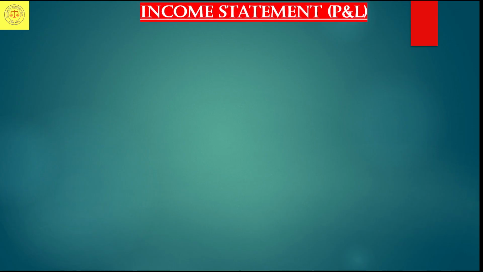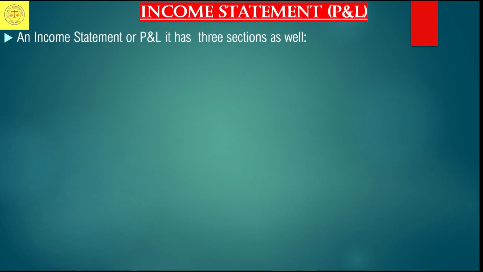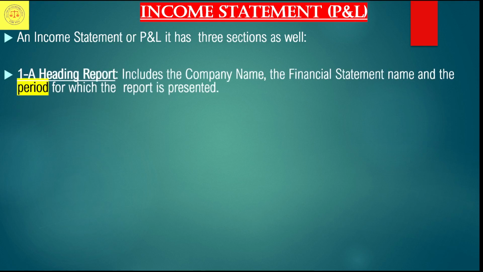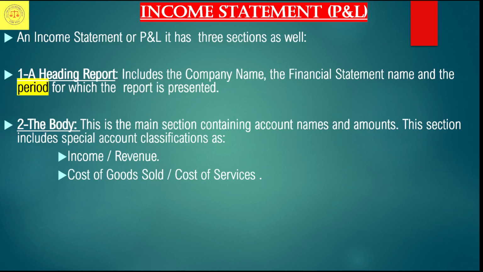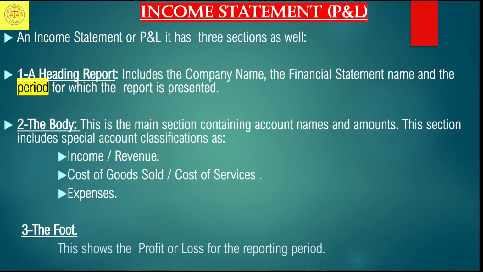So let's continue with the income statement. An income statement or P&L has 3 sections as well. A heading that includes the company name, the financial statement name, and the period. Remember, this is the period for which the report is presented. The body is the main section containing account names and amounts. This section includes special account classifications: income, revenue, cost of goods sold, and expenses. The foot of this report shows the profit or loss for the reporting period.